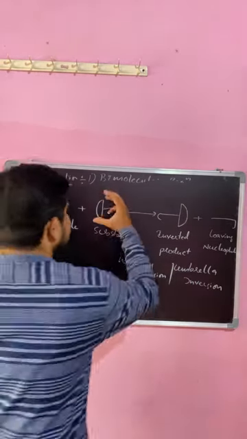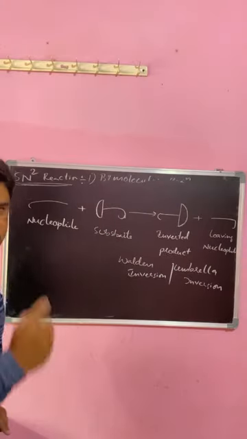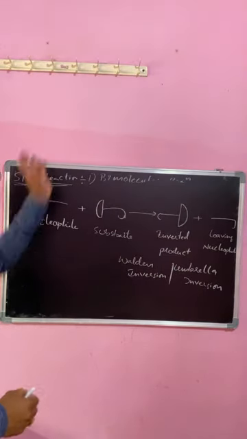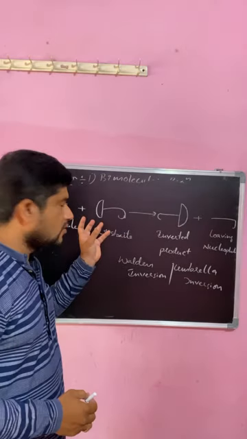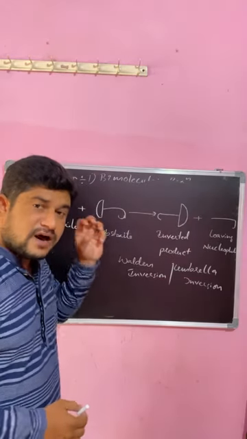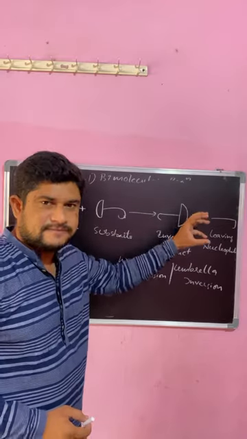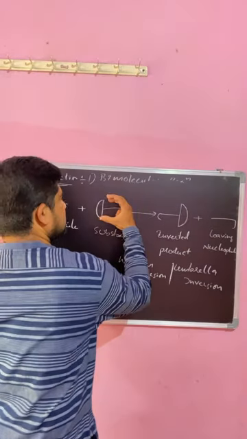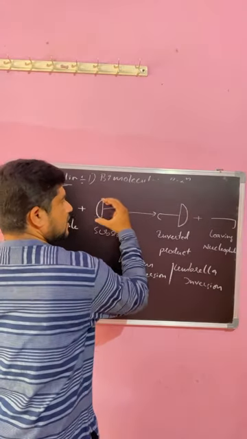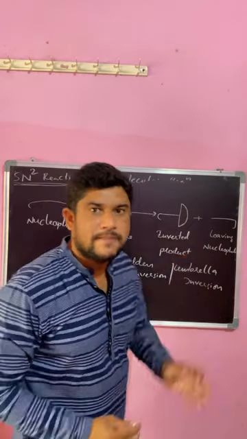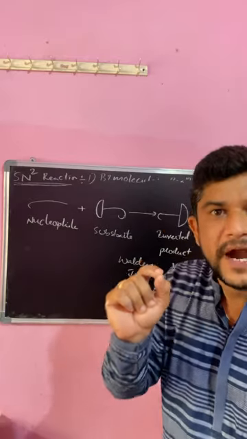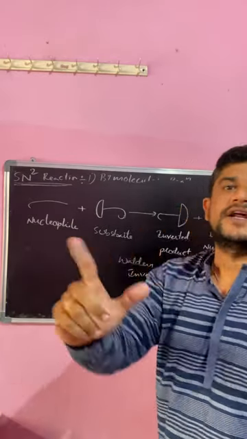Assume that it has this type of configuration in the beginning. When the nucleophile attacks from the back side, its configuration inverts. So this is the substrate configuration in the beginning, and in the product it has this type of configuration. It means the configuration of the carbon atom under attack is inverted.